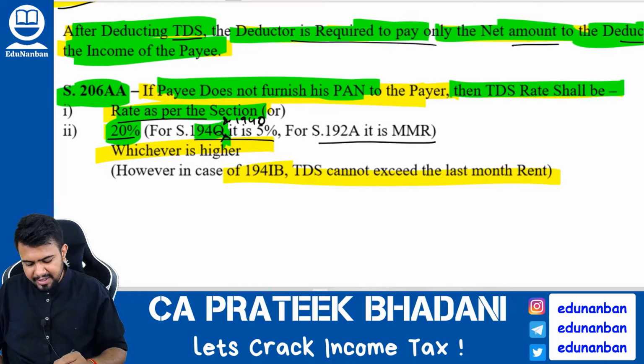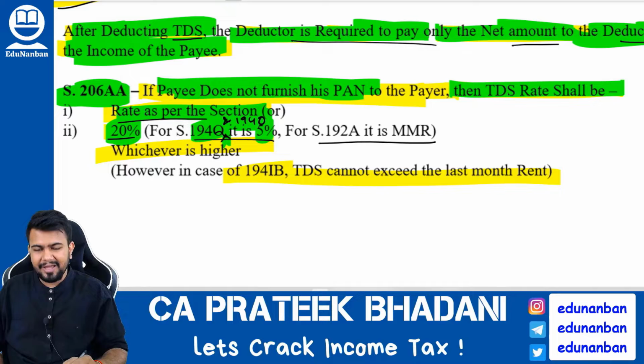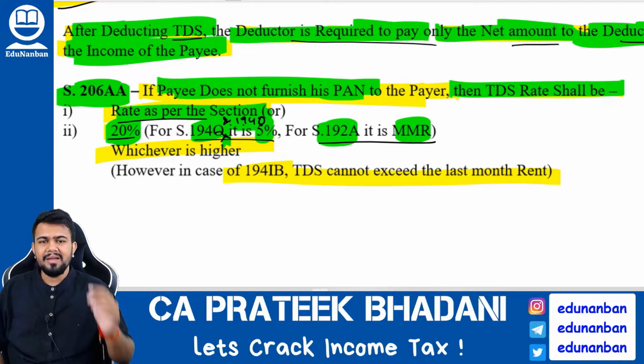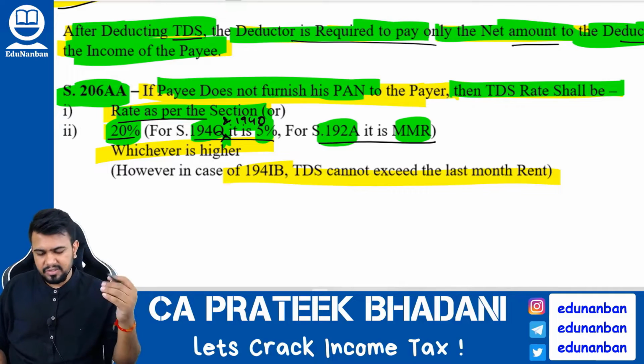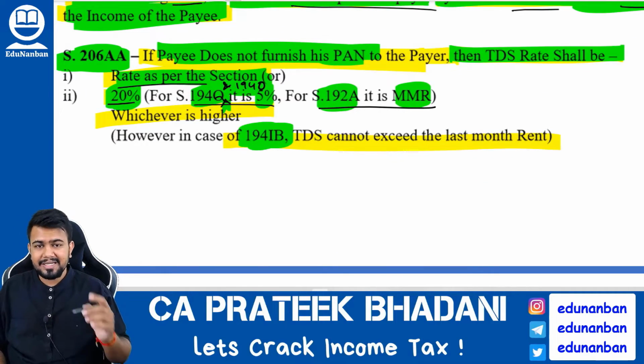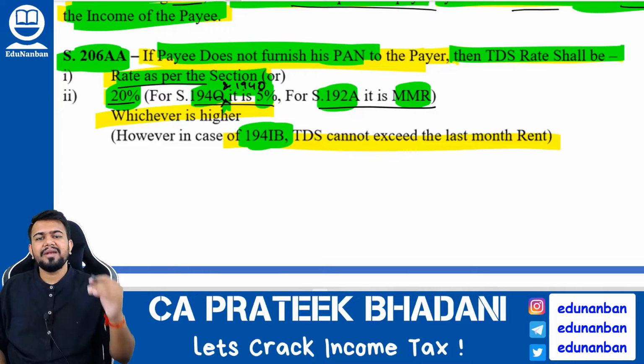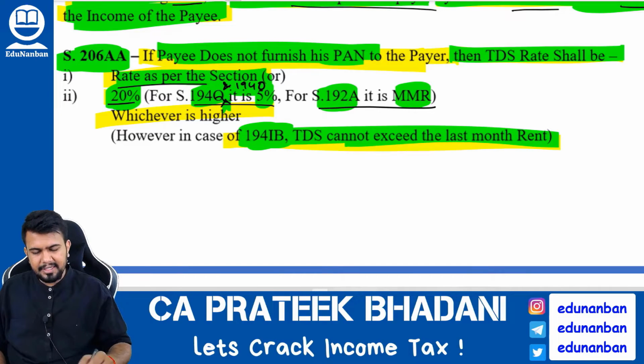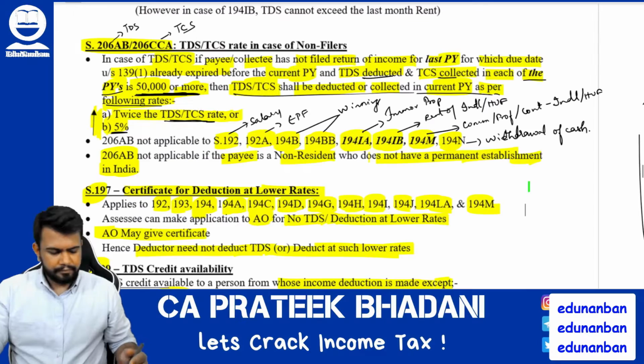However, in case of 194Q and 194O, it is not 20%, it will be 5%. We have already discussed. And in case of 192A, it will be the maximum marginal rate. This also we have already discussed. And in 194IB also we already discussed that the TDS amount cannot exceed the last month's rent.